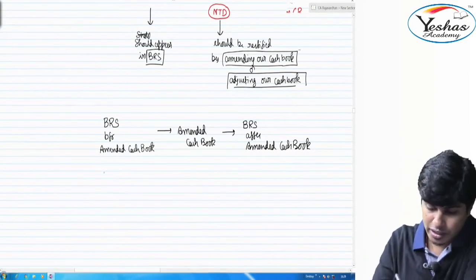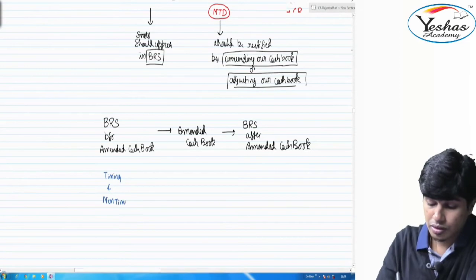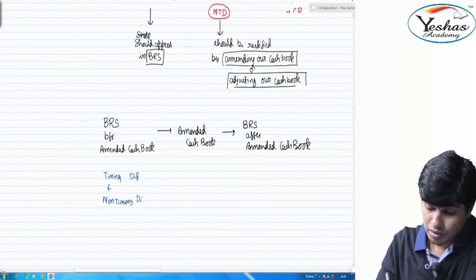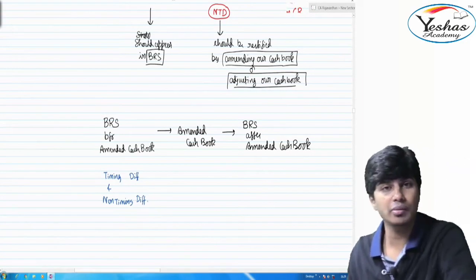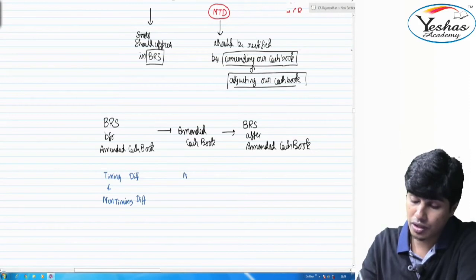Here there'll be timing and non-timing differences. Timing differences and non-timing differences both will be there in the BRS before amended cash book. What we do, we put all the non-timing differences here.